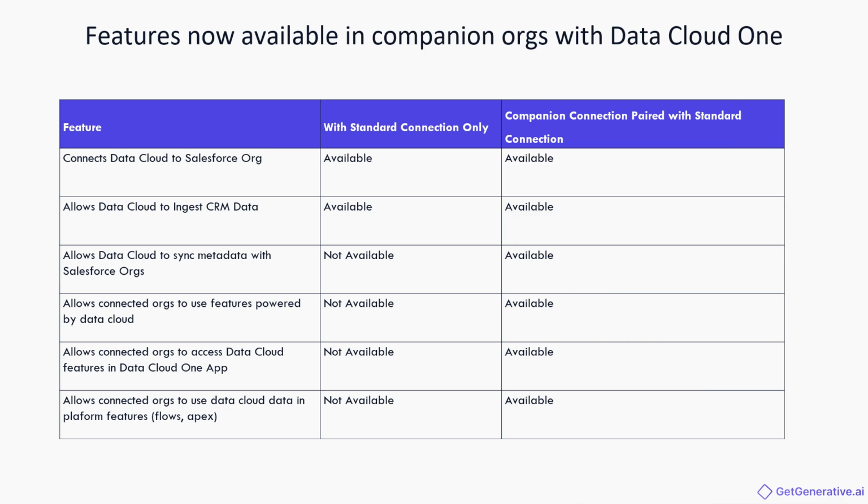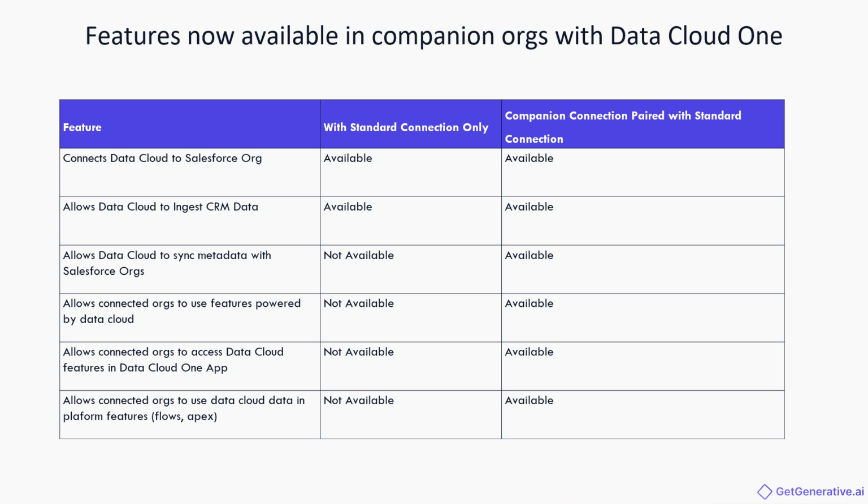This is a comparison between what's available in the companion org versus what's available in your standard connection. I should probably bring this slide up with the Data Cloud One discussion. It will definitely help everyone understand a bit further. The first is connecting Data Cloud to a Salesforce org. Both of them do, your Salesforce standard connector and your Data Cloud One companion connector. It allows Data Cloud to ingest the CRM data. That's the basic functionality to get the data into Data Cloud.